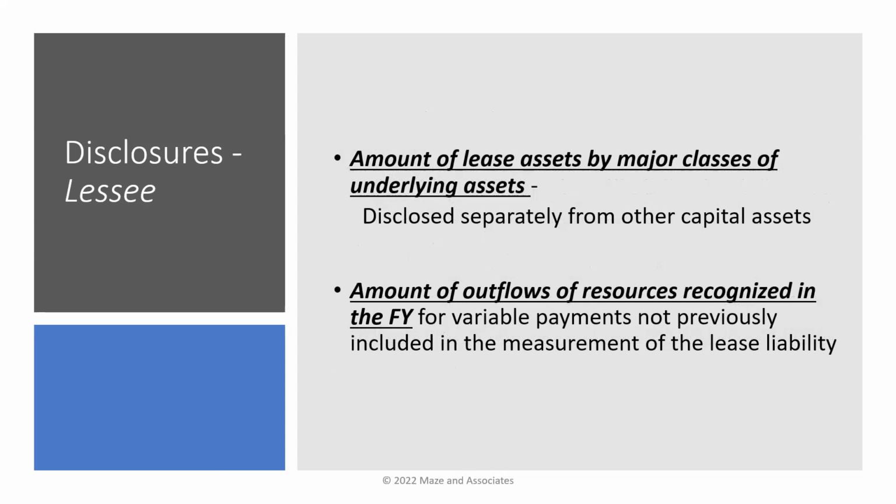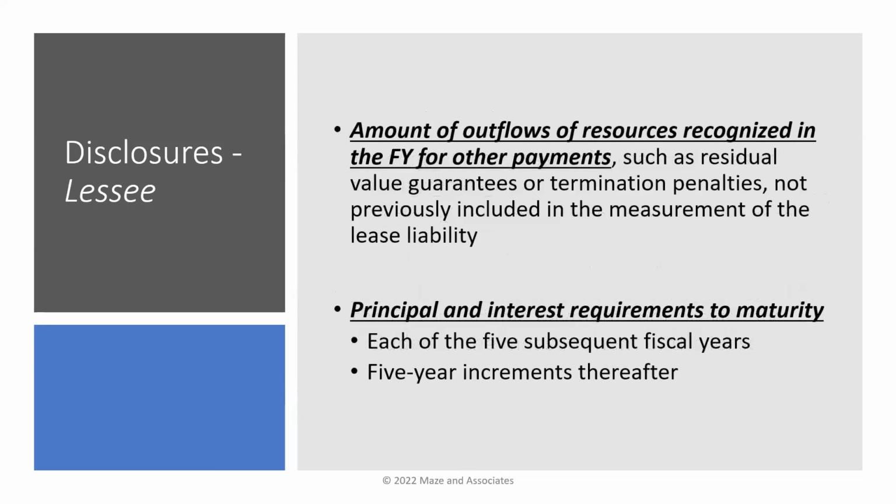Then also you have to include the amount of lease assets by major class, and an amount of outflows of resources recognized in the fiscal year. You only have to include that in a note disclosure if it's not on the face of the financial statements. These are all the lessee disclosures. You also have to include the amount of outflows of resources recognized in the fiscal year for other payments, such as residual guarantees, termination penalties, anything not previously included in the measurement of the lease liability. And then principal and interest requirements to maturity.